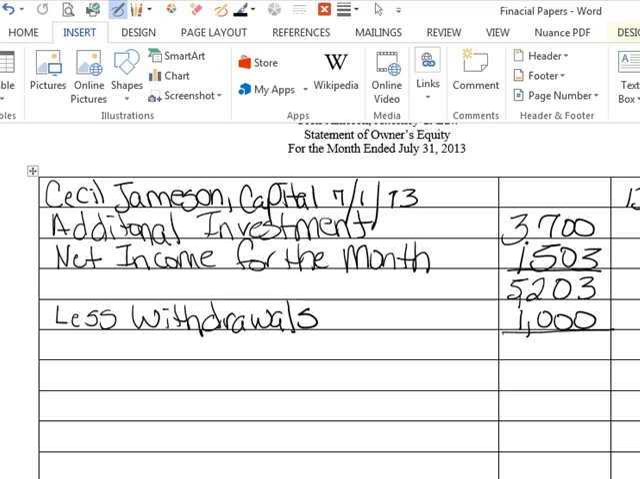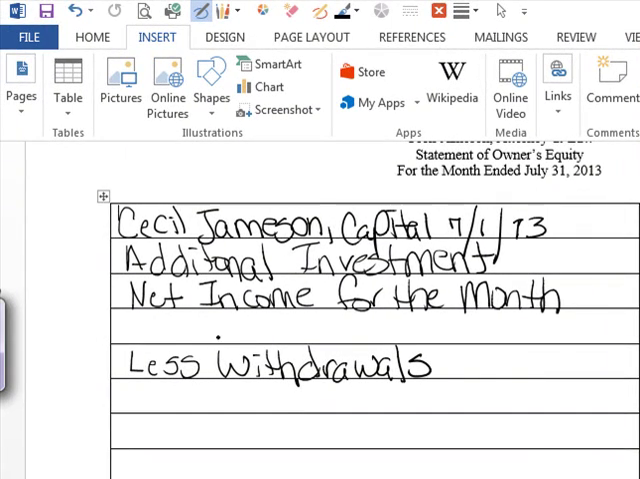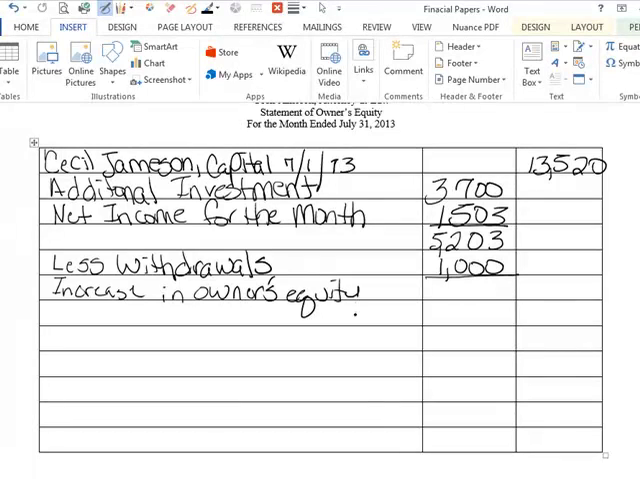So I've determined that with the investment and the net income, we had $5,203, and the owner only withdrew $1,000, which means that the owner's equity actually increased for the month of July. So we're going to write increase in owner's equity, and we're going to come all the way out here, $4,203, and draw another line.